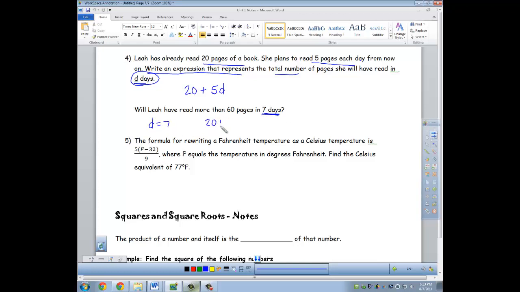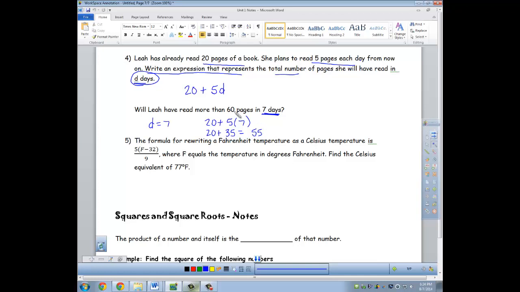So I'm going to take 4 plus 3, which is 7, for my d, and I'm going to bring down my plus x. Make sure you take out the parentheses. Make sure you keep the x together and don't just write 5 and 7, because 7 doesn't have a variable with it. So this is actually going to be my answer. 5 times 7 is 35, and 20 plus 35 is 55, so she's going to read 55 pages.